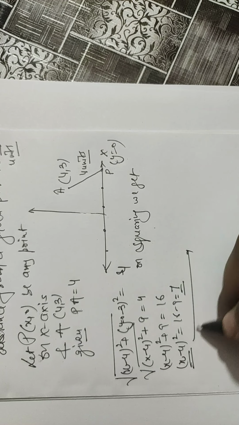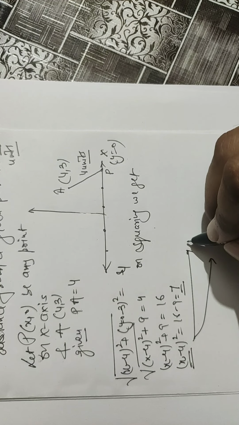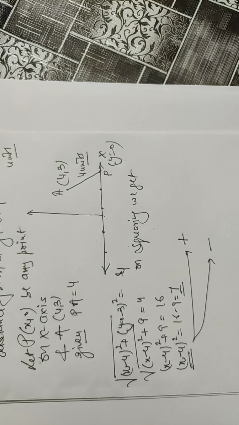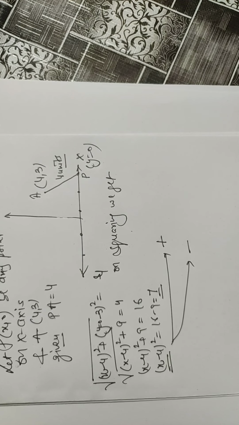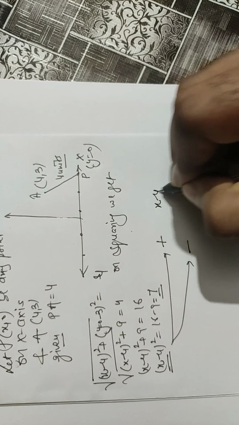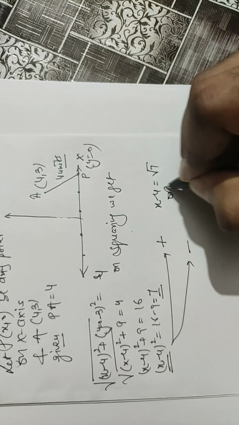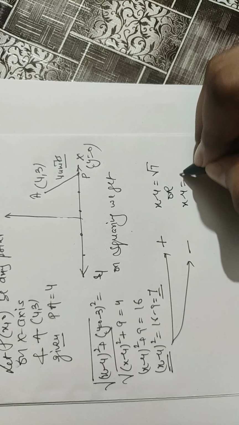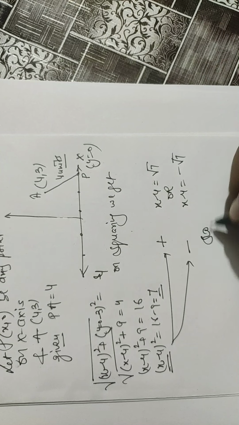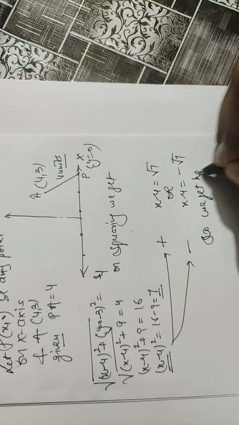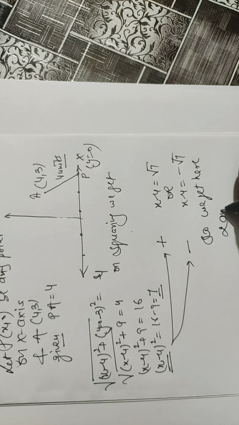As you know, the square of any number is positive, so there are two possibilities. Either the value is positive or negative. So when we take the square root here, x minus 4 becomes square root 7, otherwise x minus 4 becomes minus square root 7. So we get two answers. It is also known as a double answer.